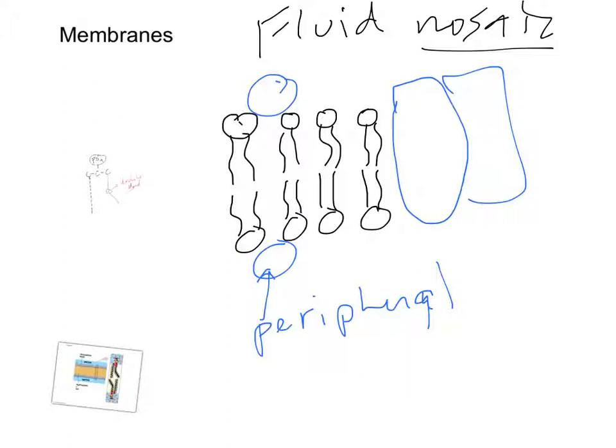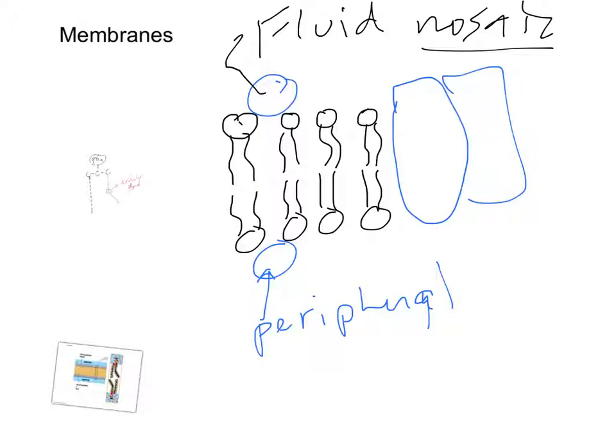So the membrane is a mosaic. It's a collection of different parts. Phospholipids, proteins, there's even some carbohydrates that you can include in here. The carbohydrate chains that come off proteins, what we call glycoproteins. So it is a model, a mosaic of different parts that come together to function as a unit.